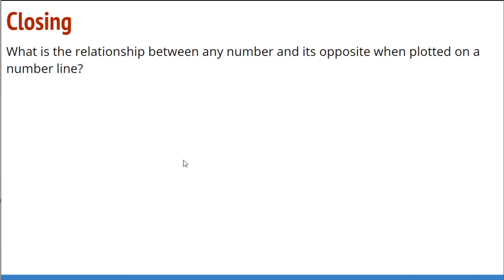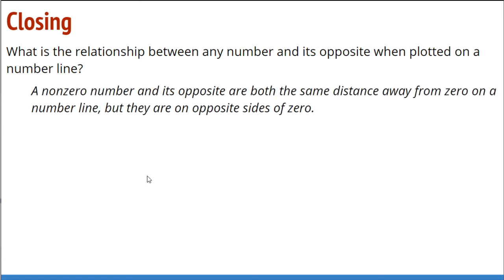So looking at the closing, what is the relationship between any number and its opposite when plotted on a number line? What makes numbers opposite? A non-zero number and its opposite are both the same distance from 0. I think we've hit that pretty hard in this lesson. Same distance from 0. And they are also on opposite sides of 0. So 2 things to make an opposite number. Same distance from 0, opposite sides of 0.